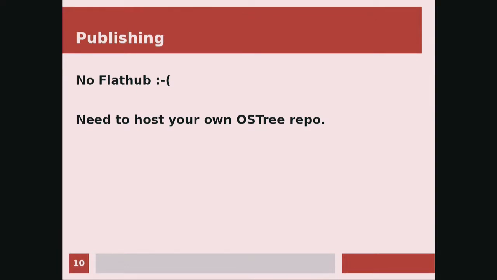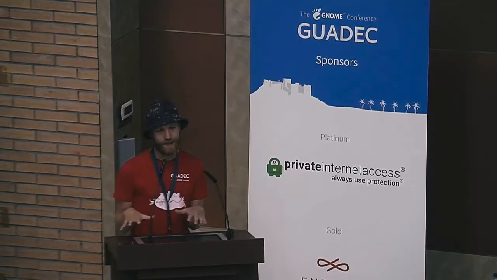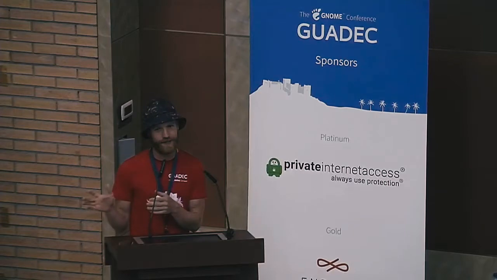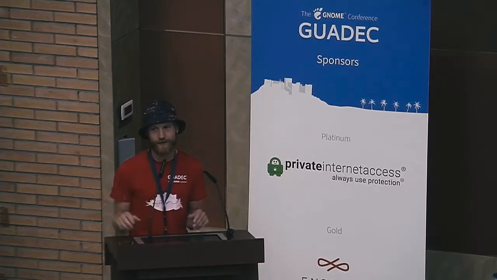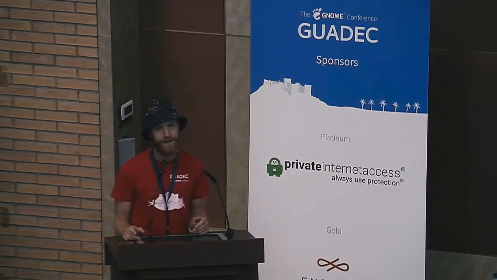Finally, you'll want to publish your app. You can't use Flathub, because it's built around the idea of running Flatpak Builder as a service, so you lose on that front. I think that deploying an app is pretty straightforward. You just basically set up an OSTree repository on a server that's public and copy the contents of the deployed bundle onto the server. And you have to do something kind of special with AppStream metadata, but this is documented in the Flatpak documentation. So let's say it's left as an exercise to the reader.